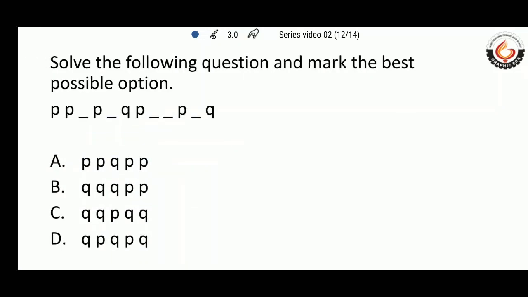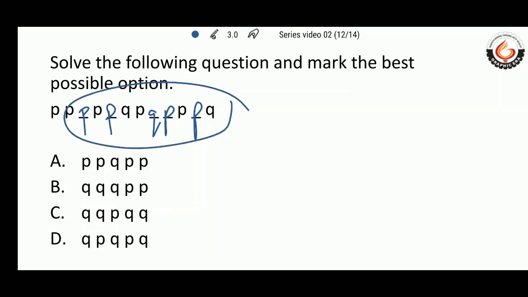This one. Now we have to try putting some options. Let's assume the first one, P, P, Q, P and P. Do you see anything? It's like 5 times P, then Q, then again P, Q. There is no series formed.